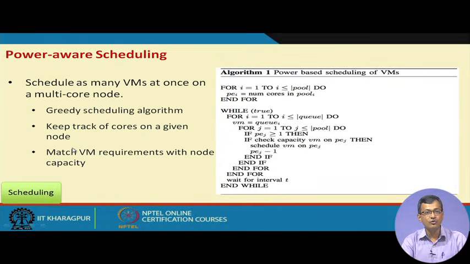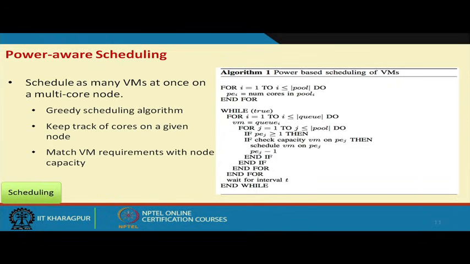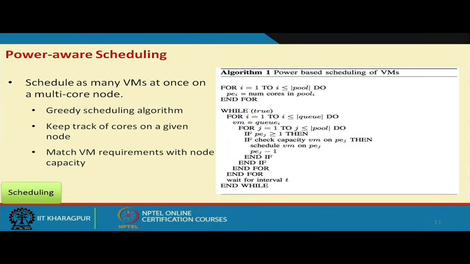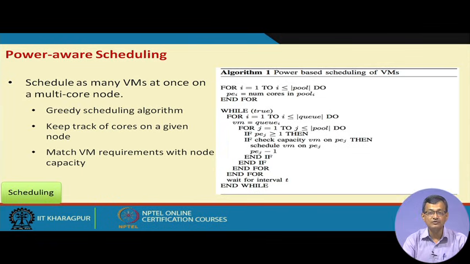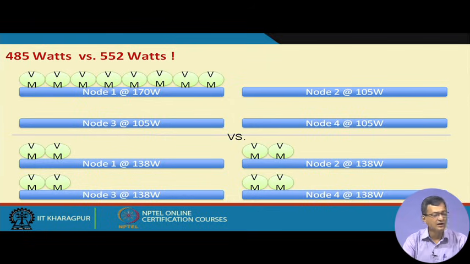Keep track of the cores on a given node. We have to see how these cores are being used in a typical node, or how much loading there is. Match VM requirements with the node capacity. If it fits, then we can migrate the VM, right.